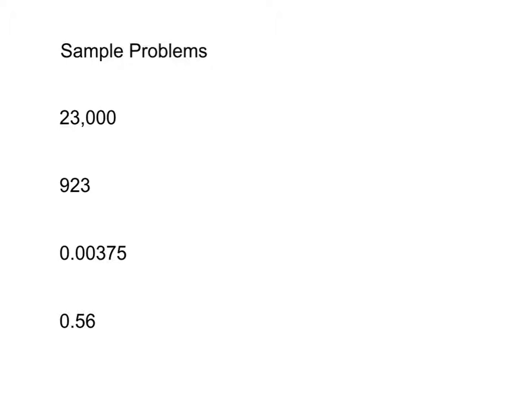All right, here are some sample problems. Go ahead and try putting these into scientific notation. If you want to press pause and then press play, I will give you the answer to each one. Okay, so here we go. The first one we have is 23,000. I'm going to write 2.3 times 10 to the 1, 2, 3, 4th power, because I moved the decimal 4 places to get it between the 2 and 3. Now it's a positive 4 because this number is larger than 10 in standard notation.